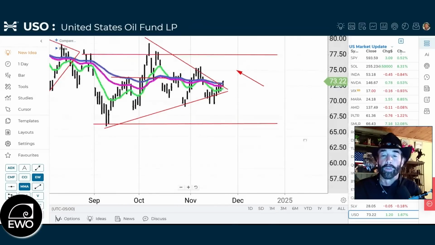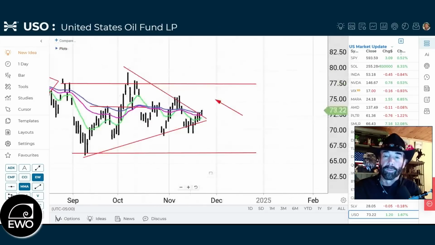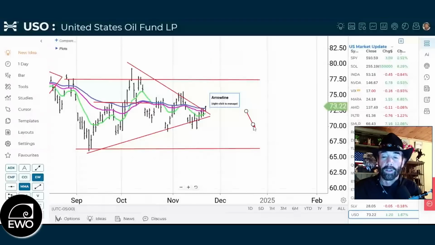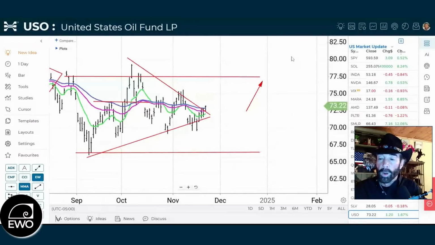I'm not sure it goes that far. I think that maybe we break from this triangle and then we stay in this larger trading range following the breakout. So we'll just have to watch it. Maybe there's a quick trade there once the breakout occurs. But for now, I think you just have to wait and see where things go.